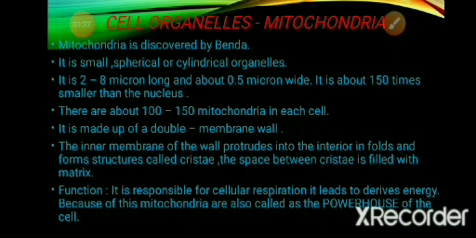Next, mitochondria function. It is responsible for cellular respiration. It leads to the release of energy, because mitochondria is known as the powerhouse of the cell or energy currency of the cell.